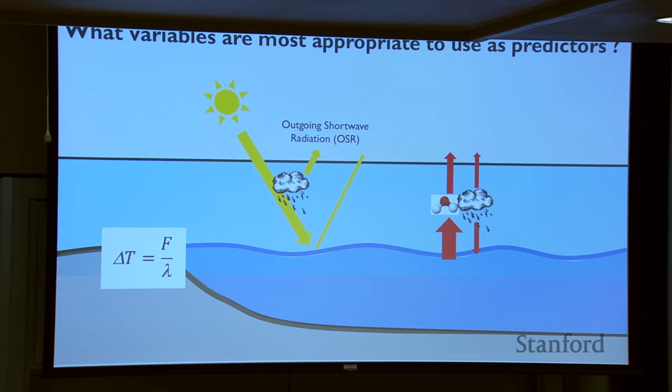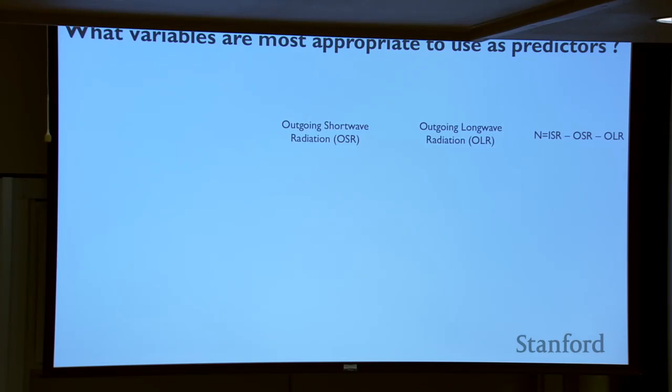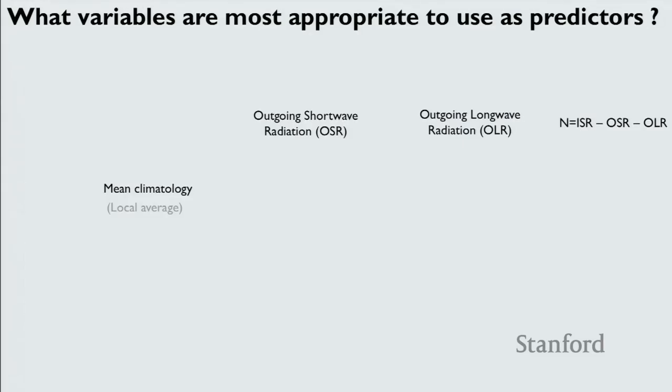these actual fluxes. So we use outgoing shortwave radiation. We use outgoing longwave radiation, and we use the difference between the two, so the net downward-oriented energy flux, which is just the incoming shortwave radiation minus these two, so it's the net down. So we use these three variables, and then we look at them on different timescales as well. So we look at the mean, what's called climatology, which is just the average of those values over a time frame. And we look at this at every single location in space.